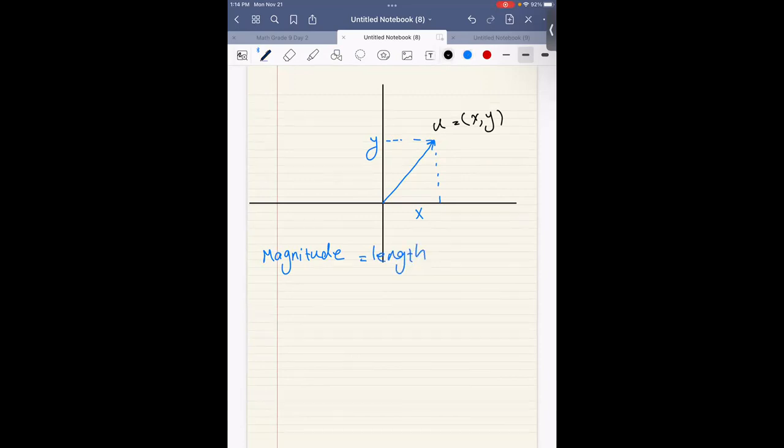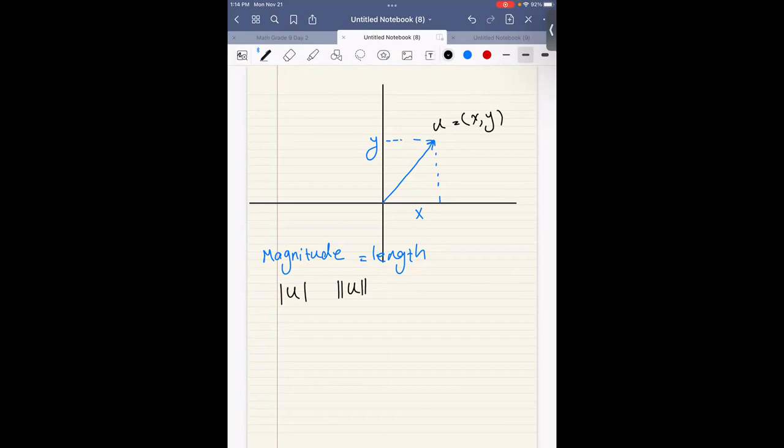So we usually denote the magnitude, if you have a vector u, by the absolute value. Or when you go to university, in more advanced texts, we also sometimes denote it by this double line. We call it the norm. But all of this notation has the same meaning, and that is the magnitude or the length of the vector. Okay. And how is it defined?